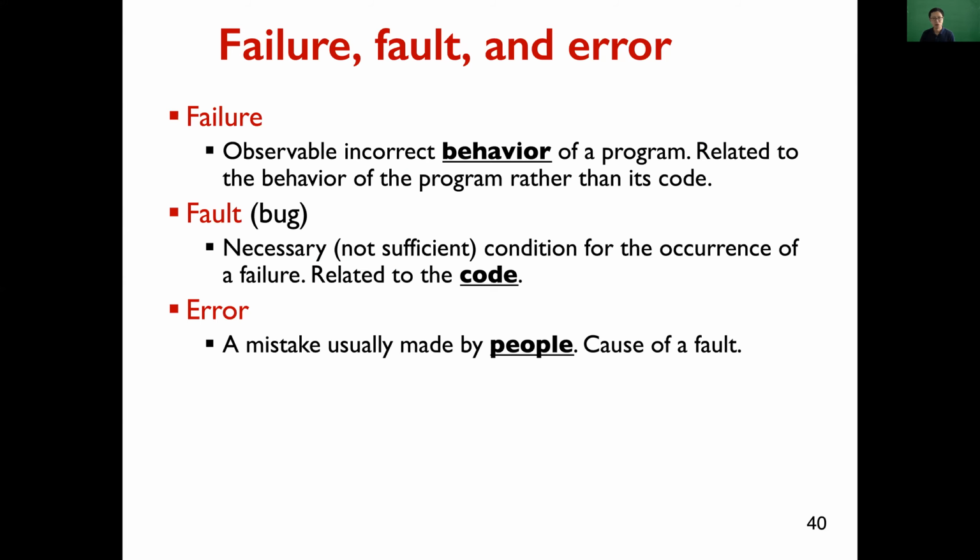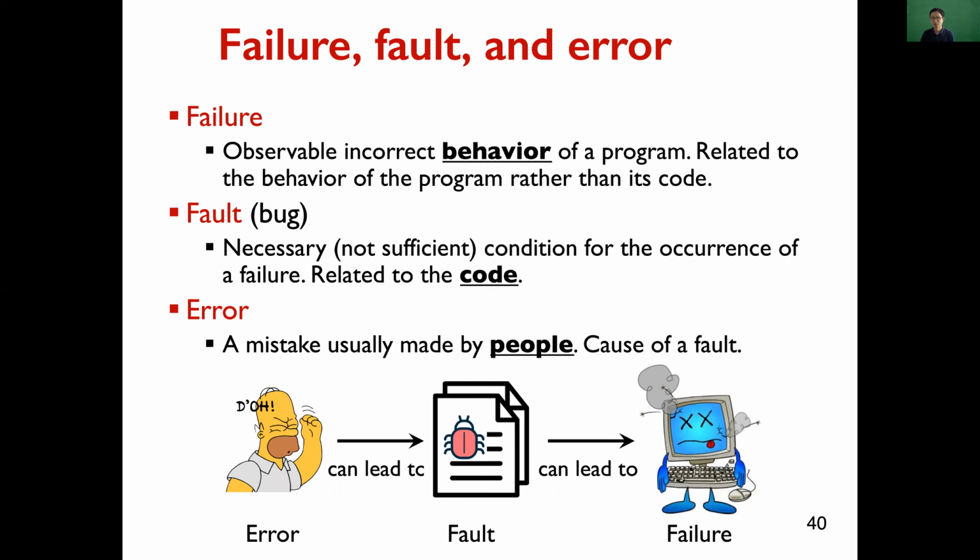Looking at this figure, developers or people make errors. An error can lead to a fault in the source code. And a fault may lead to a failure when the source code or the software system is executed. So there's a relationship between error, fault, and failure.